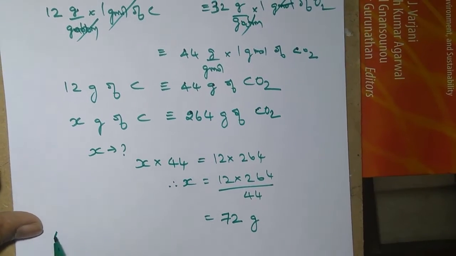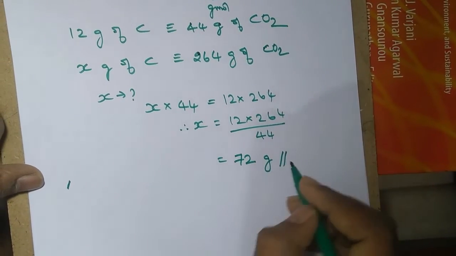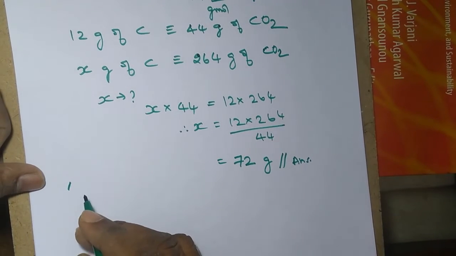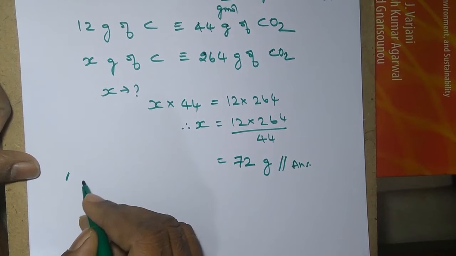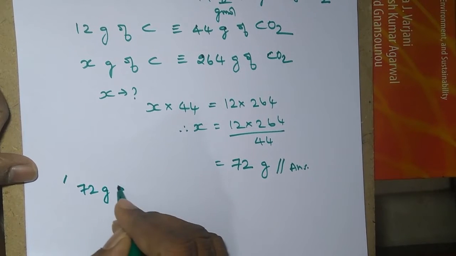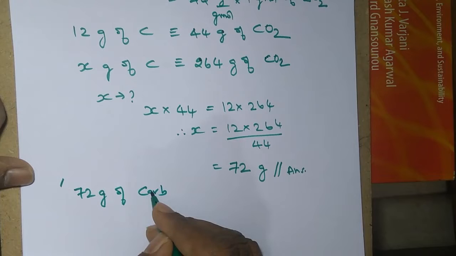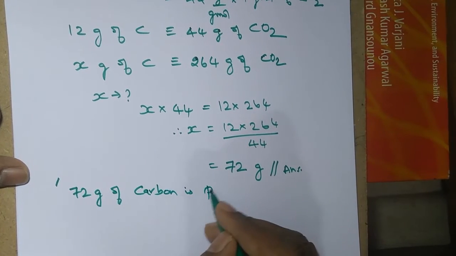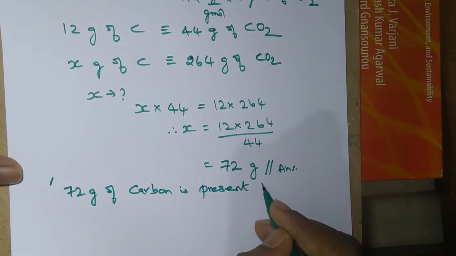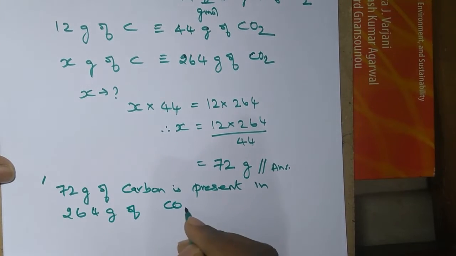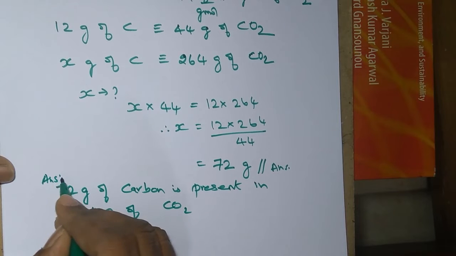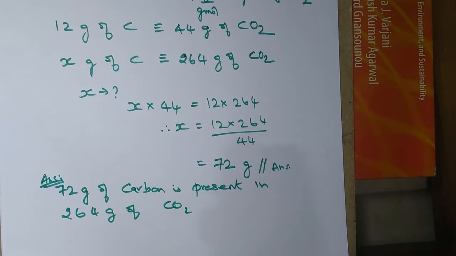The question was how many grams of carbon are present in 264 grams of CO2. So 72 grams of carbon will be there in 264 grams of CO2. You can write the answer: 72 grams of carbon is present in 264 grams of CO2. So that is the required answer. This is a simple problem. I hope you have no issues in understanding this.